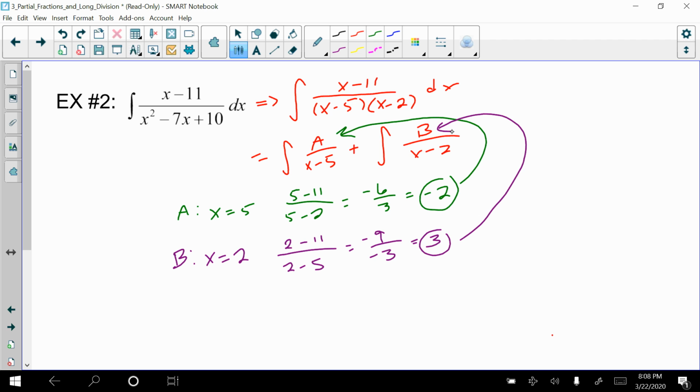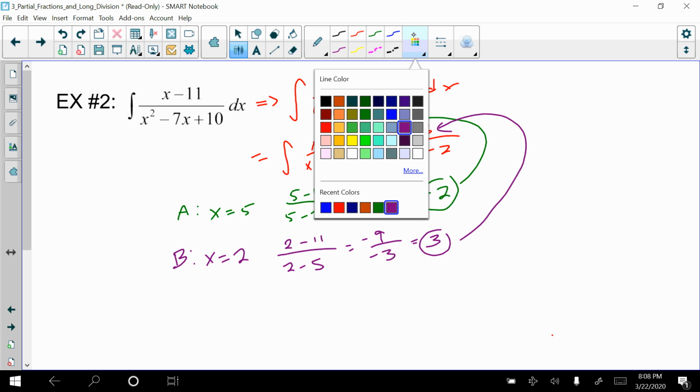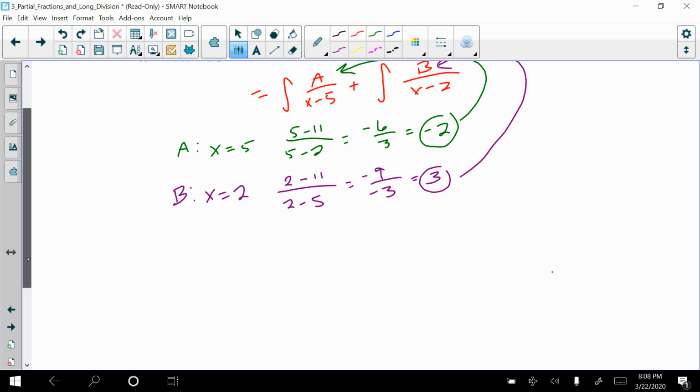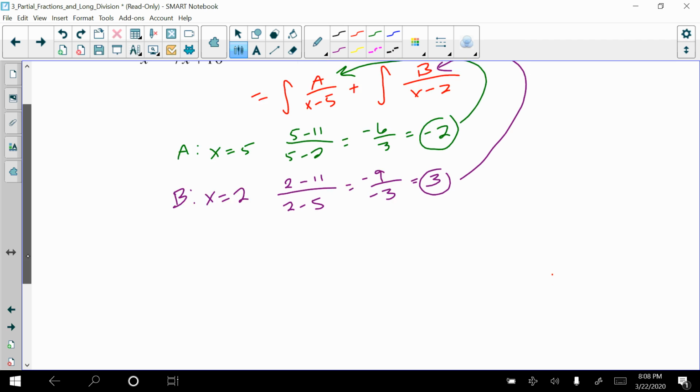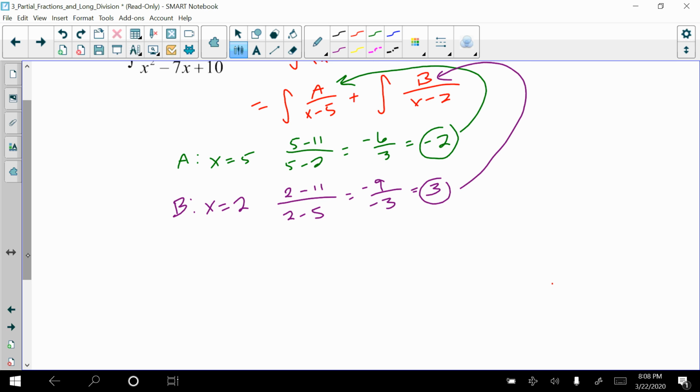So now, going back to my original color here, we can continue with our partial fraction decomposition. And in this case, we will have the negative 2 for a over the x minus 5 dx plus the integration of, for b, 3 over x minus 2 dx.